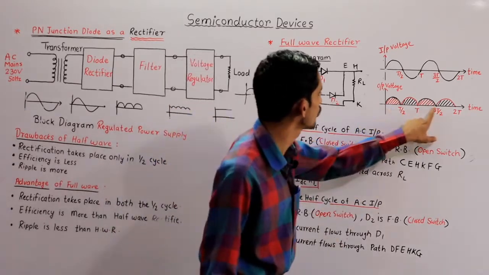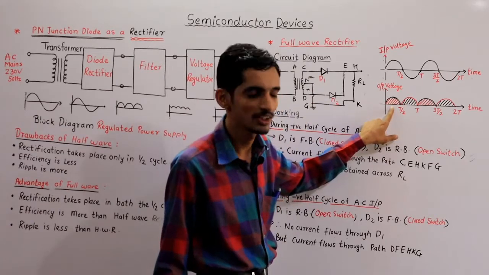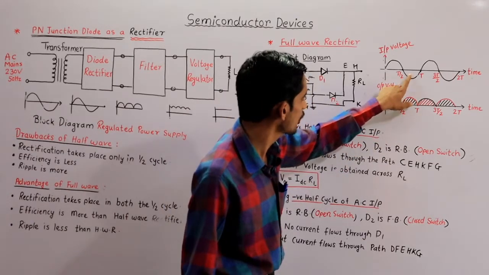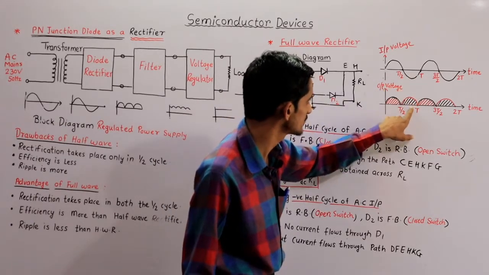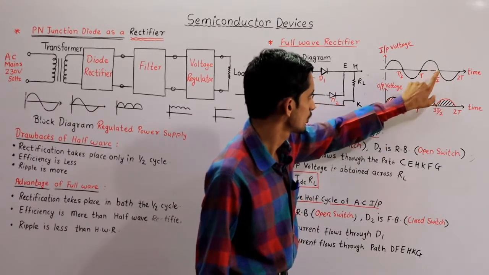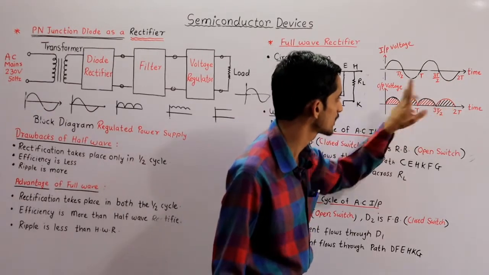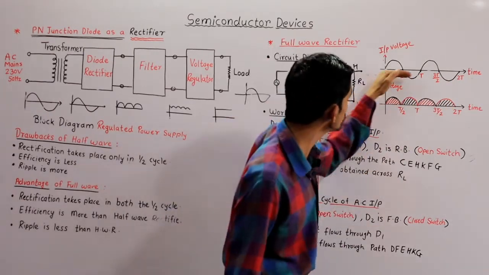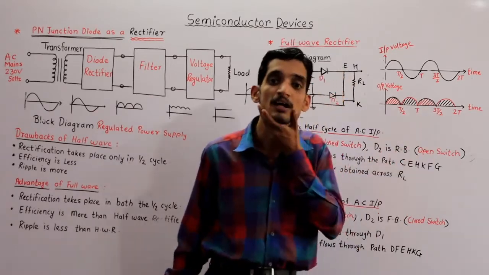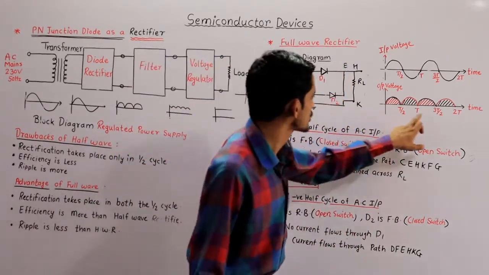So we are getting a waveform like this. This half cycle is rectified, and we are getting the output voltage. The second time, we get the output voltage for the negative half cycle. Then the second cycle starts, in which for the first half cycle we get this output, and for the negative half cycle this. So both half cycles are rectified and we get the output in such a manner.